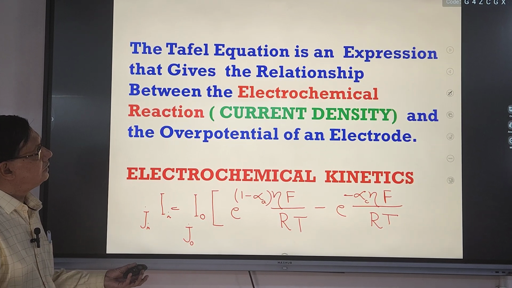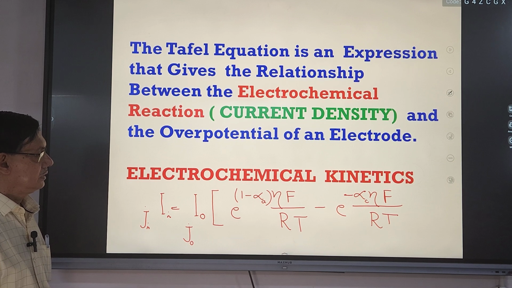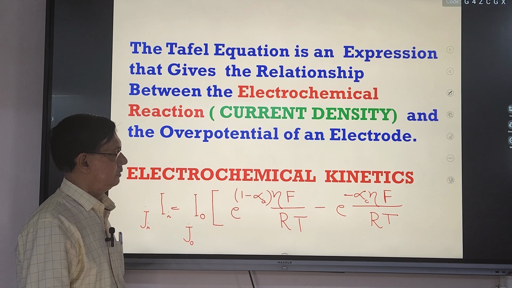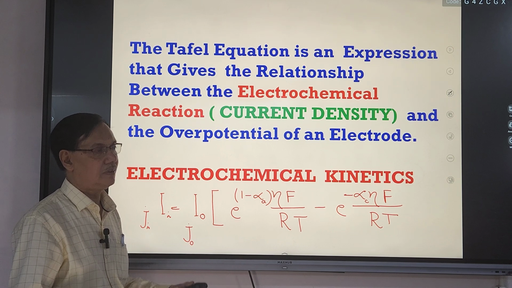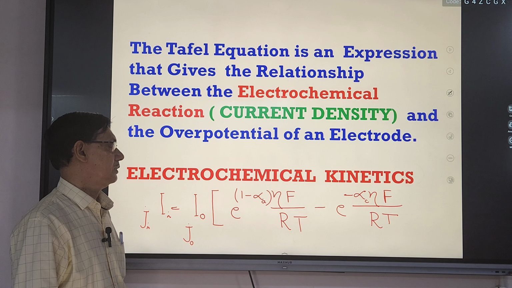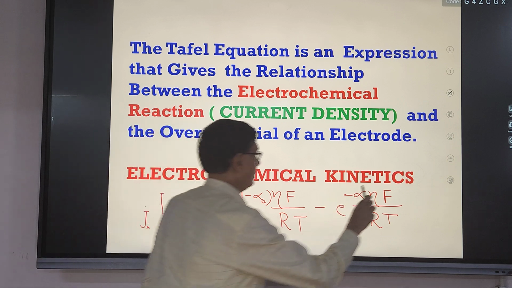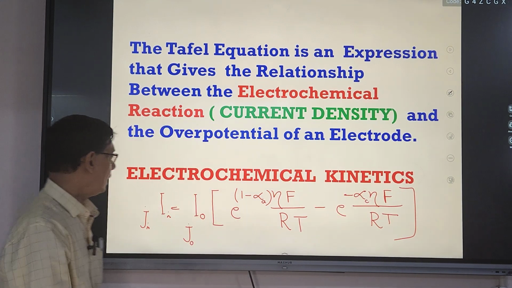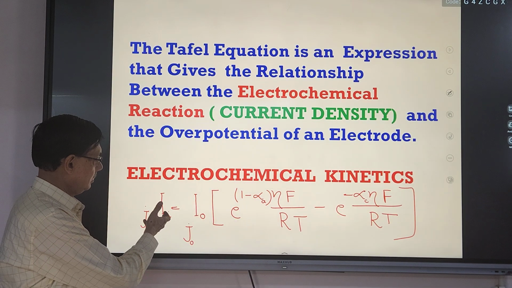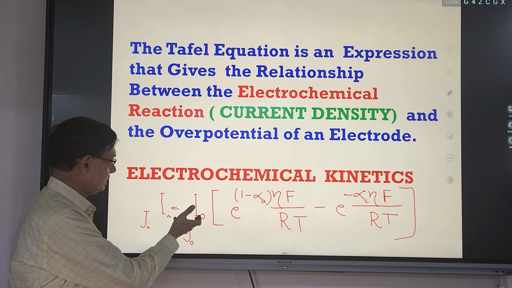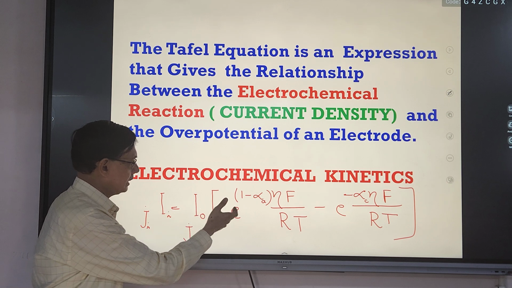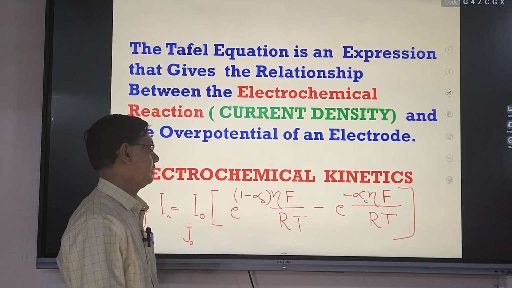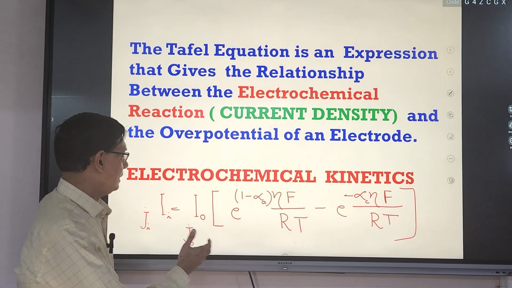So what is actually the Tafel plot? Suppose the value of overpotential is very high or large positive. So we can remove this part also. So I get only one thing: I0, or exchange current density, is equal to this exponential value with overpotential and F by RT. So there is a mathematical relation.